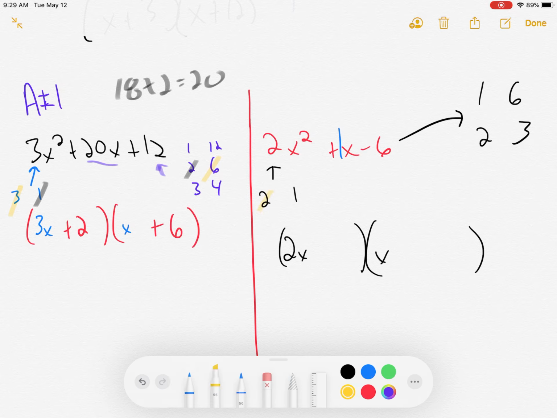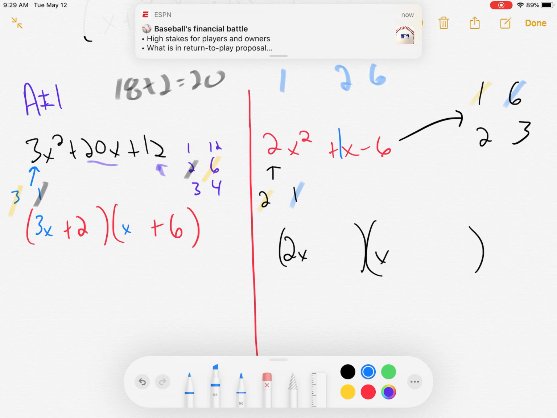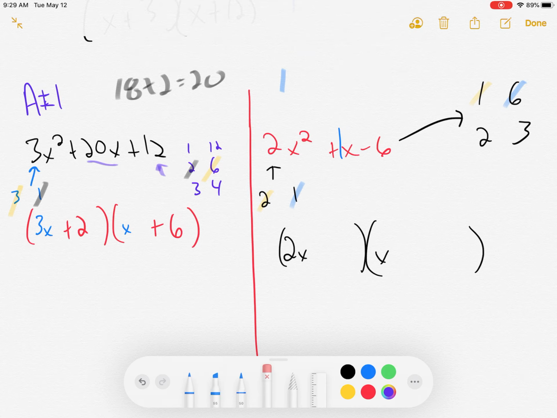So I want to get these numbers to add up to be 1, or to be different by 1. Same process. 2 times 1 is 2. 1 times 6 is 6. Can you get 1 out of 2 and 6 from adding and subtracting? 2 minus 6, negative 4. 2 plus 6, 8. No, you can't, so that's not going to cut it.